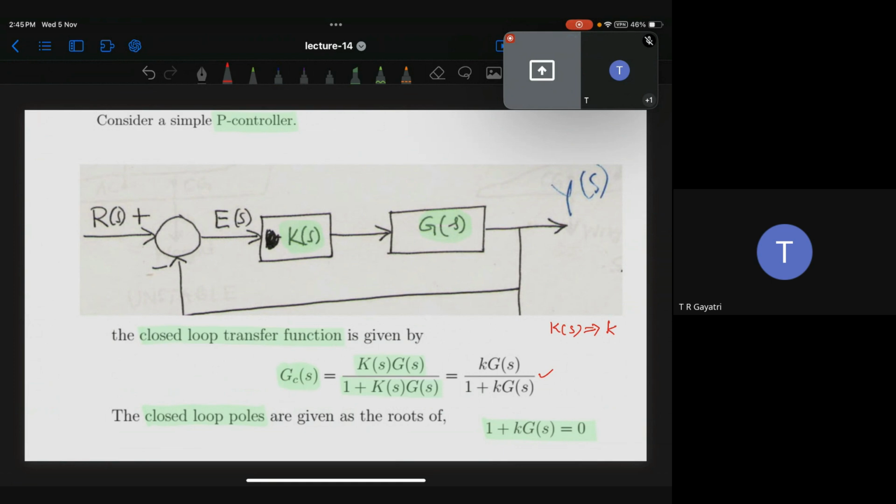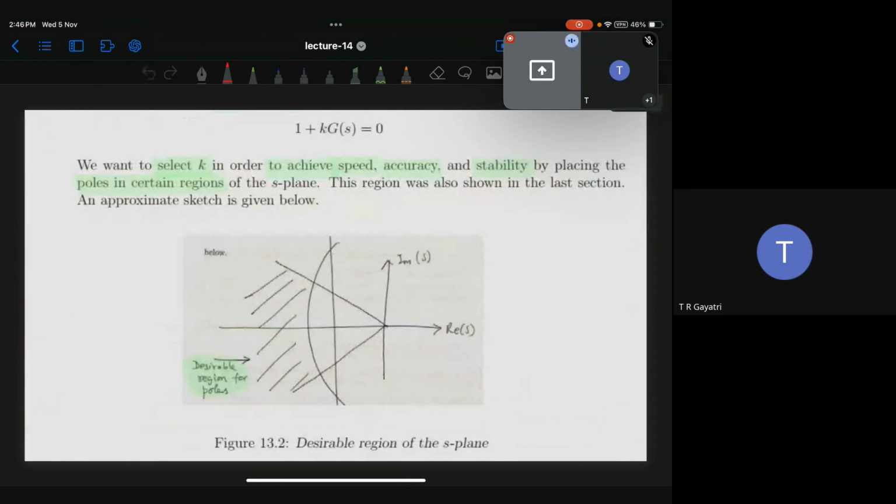What is the characteristic equation? The characteristic equation is this, 1 plus KG, and you make it equal to 0. If you find the roots of this, they are called the closed loop poles. If you choose one value for k, let's say k equal to 1, you will get one set of roots. If you choose k equal to -1, you'll get another set of roots.